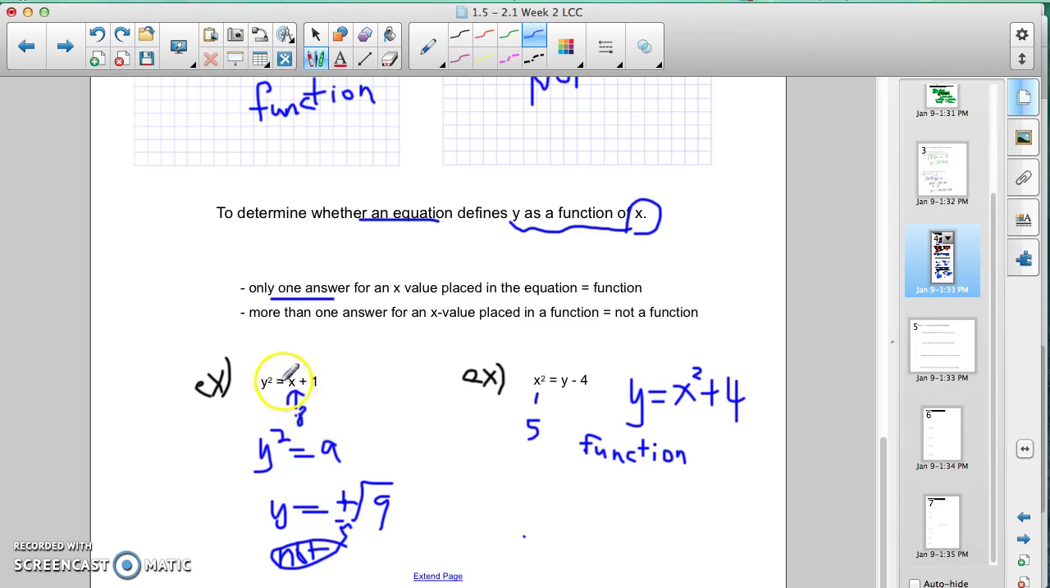Now if I had this one and I solved it, I would just take the square root. So this one simplifies into y equals plus or minus the square root of x plus 1. And there's two answers to that, a plus and a minus answer. So that's the issue there, is that you're going to have two answers to this because you have a plus and a minus.